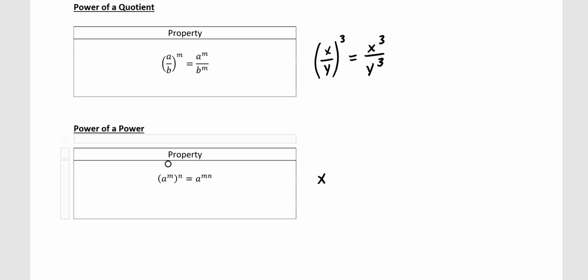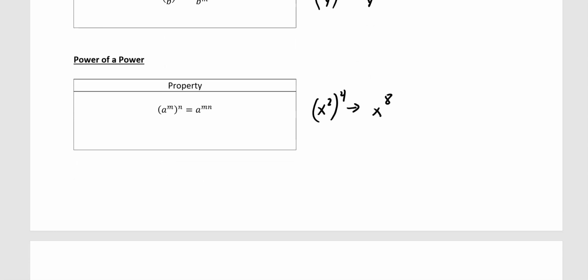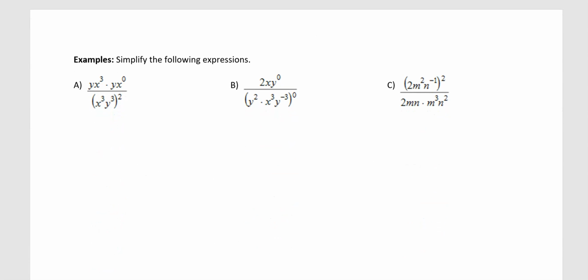And then power of a power, this is when we multiply. So let's say I have x squared to the fourth. Well, this would then become 2 times 4 is 8. So it would equal x to the 8th. All right. So now let's try some with those properties involved as well.